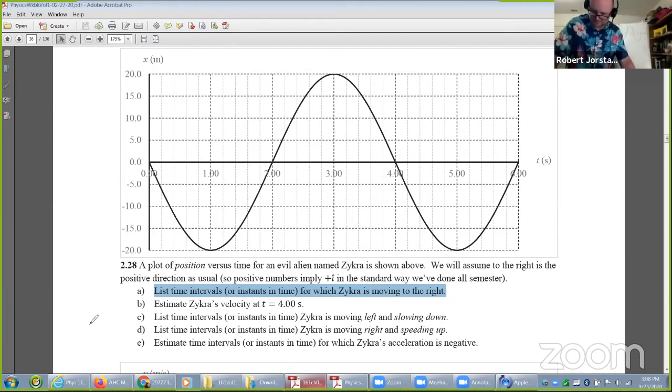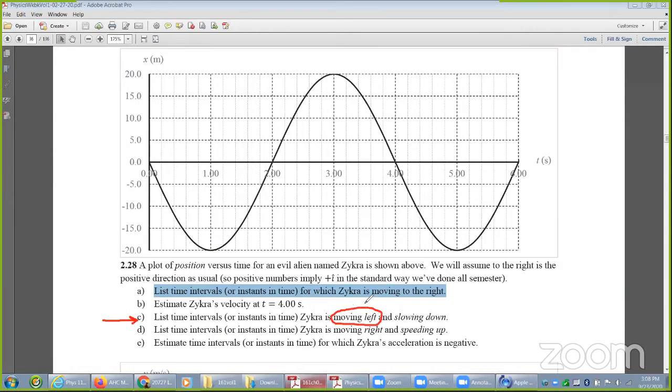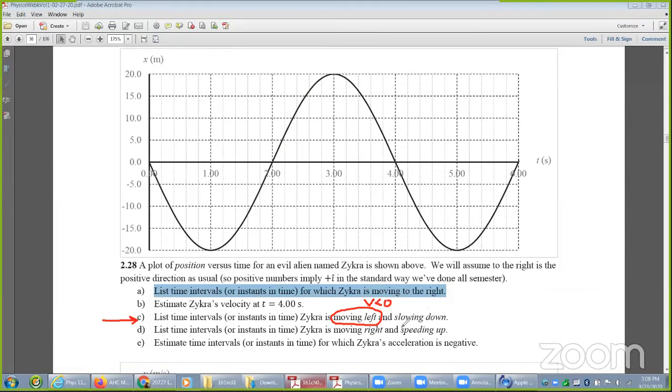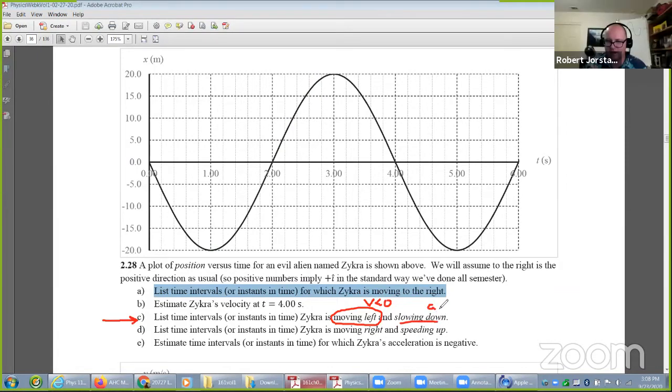I'm going to sit down for a sec. All right, anybody feeling brave? The more you speak, the more fun you have and the more you get it down. So moving left, what does that mean? Velocity less than 0. Slowing down in this case means? Acceleration greater than 0. Exactly. Or I'll say A and V have opposite sign, which he went ahead and said, which tells me in this case, because V is less than 0, that A is greater than 0.